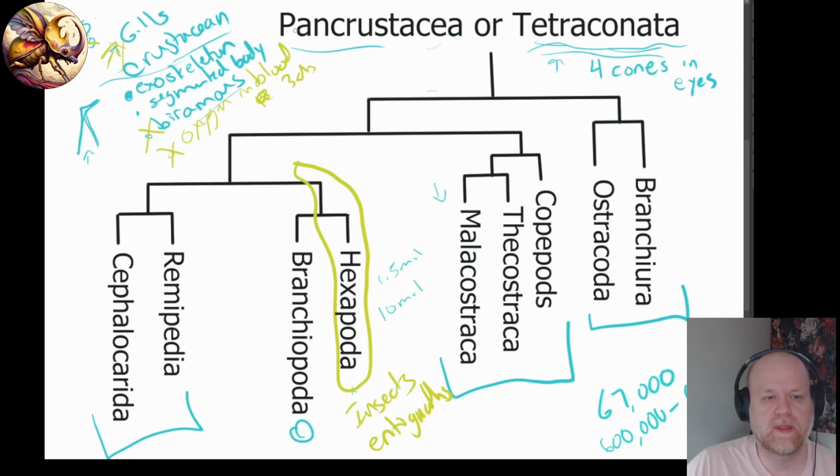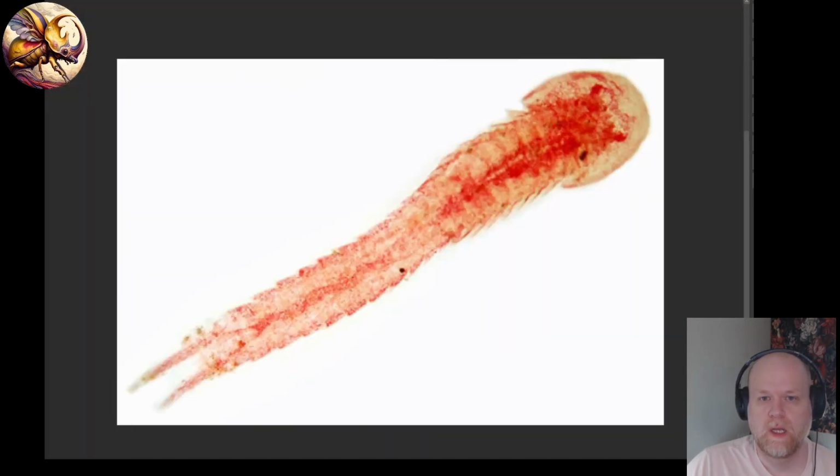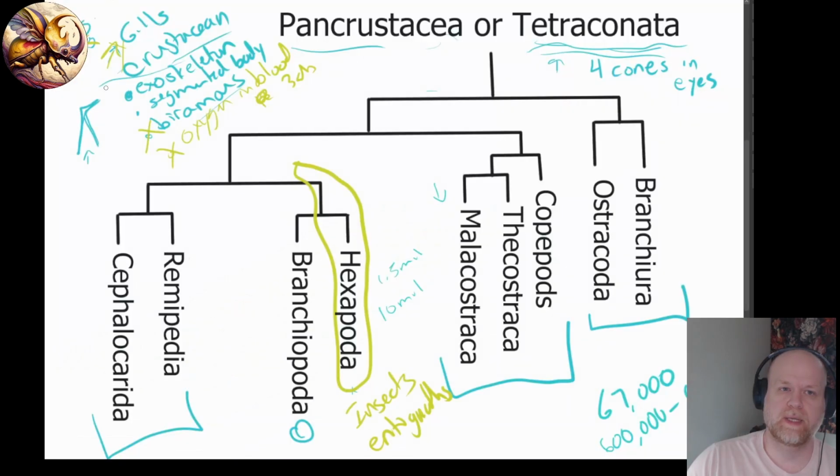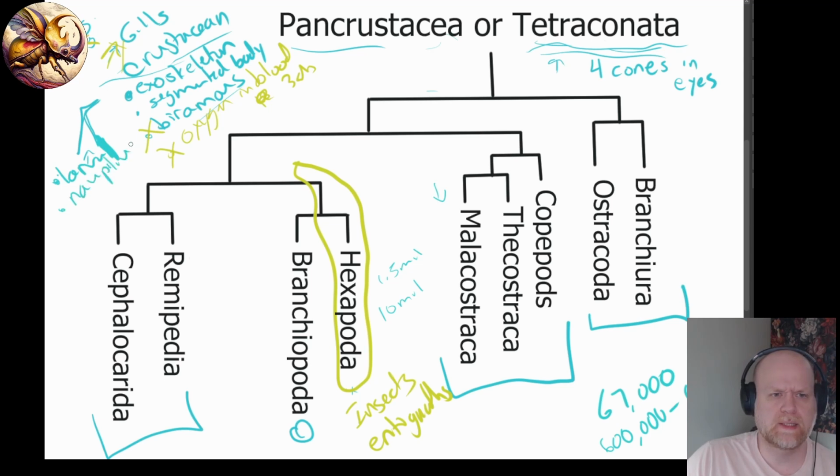But we will start with the Cephalocarida, which are a very, very small group. There's only a handful of species known in this group. Oh, one thing that I did want to say with the crustaceans before we get to the Cephalocarida is that the other interesting thing that the crustaceans all have is a larval stage. Not all insects have a larval stage, but all crustaceans have a free-swimming, sometimes called the nauplius stage.